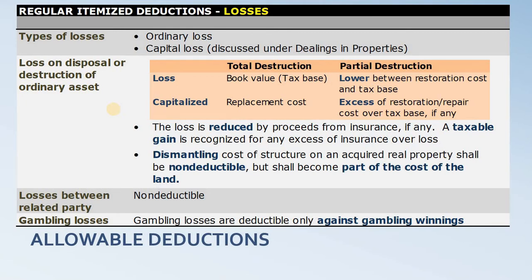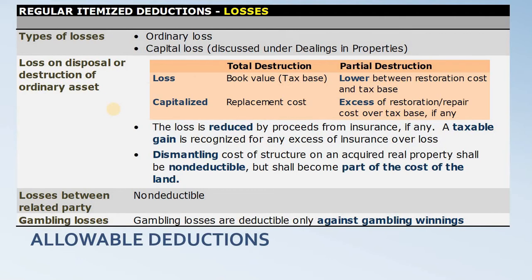These are ordinary loss and capital loss. The loss classification is based on the two types of assets for tax purposes, which are ordinary assets and capital assets. Basically, when we say ordinary assets, these are assets used in business, and when we say capital assets, these are assets that are not used in business. And the losses that resulted from the transaction involving ordinary and capital assets are different. So the tax treatment would be different.